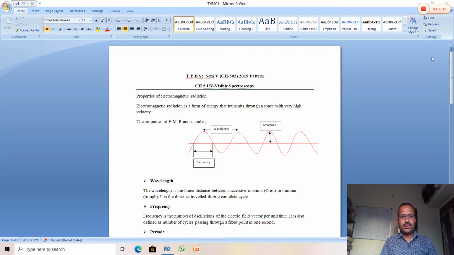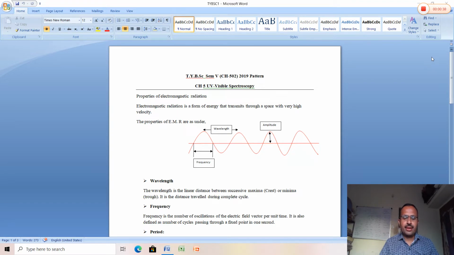Today we are going to learn ultraviolet visible spectroscopy. The chapter belongs to TYBSc Analytical Chemistry, semester 5, and it is credit based 2019 pattern. Firstly, ultraviolet visible spectroscopy. Here, two words UV and visible spectroscopy is mentioned.